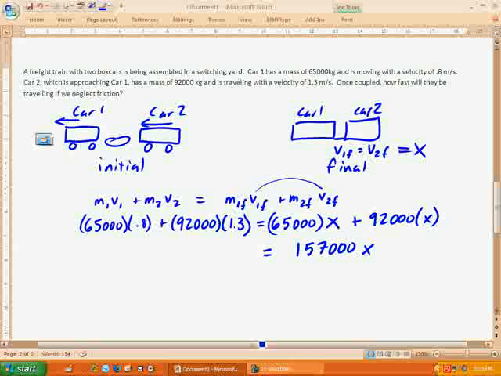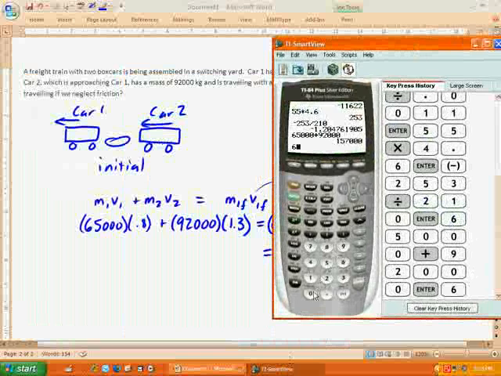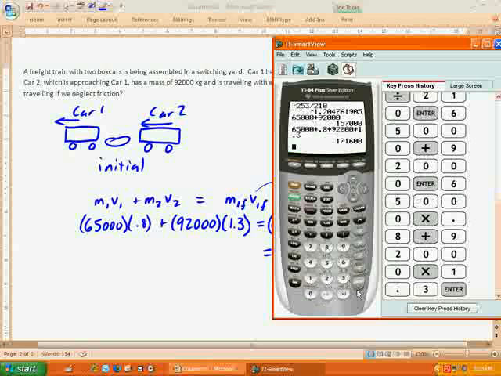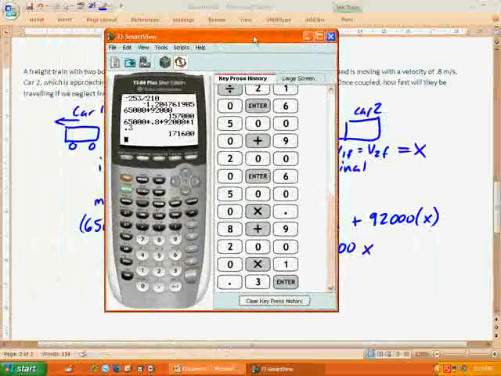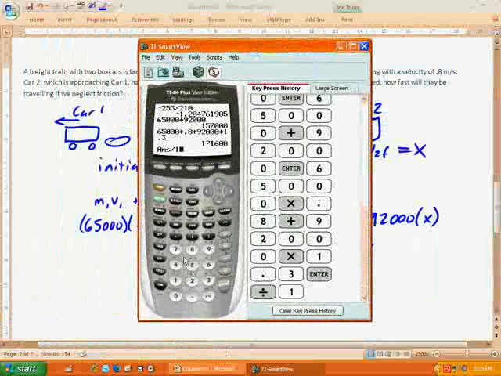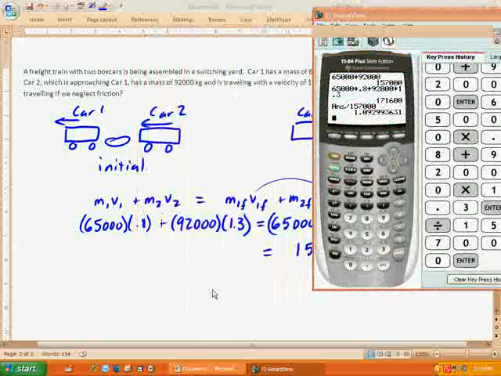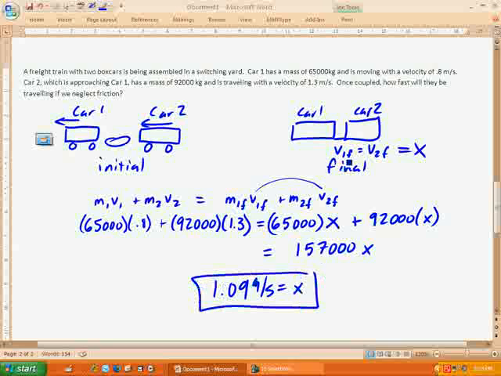And then on this side, we'll go ahead and multiply and add. So we'll move this over. We'll go 65,000 times 0.8 plus 92,000 times 1.3, which is then going to give us 171,600, which will be on the left side. We'll then divide by the 157,000, and we get our answer, which is 1.09. So 1.09 meters per second will be our x, which is the velocity for both of the cars.